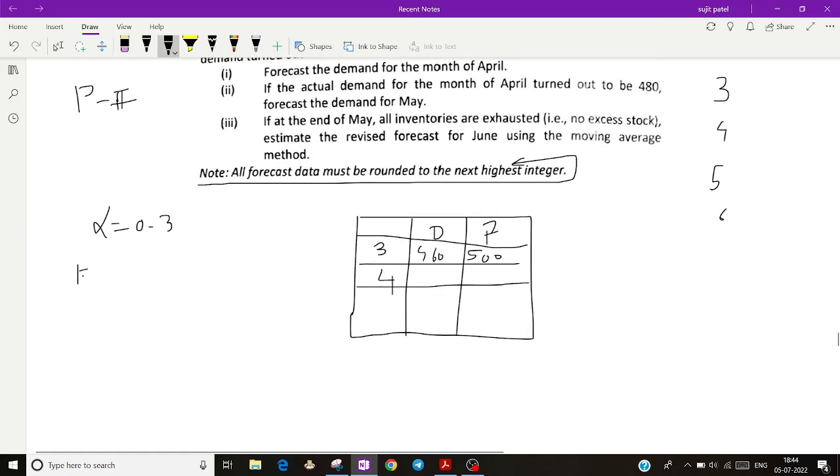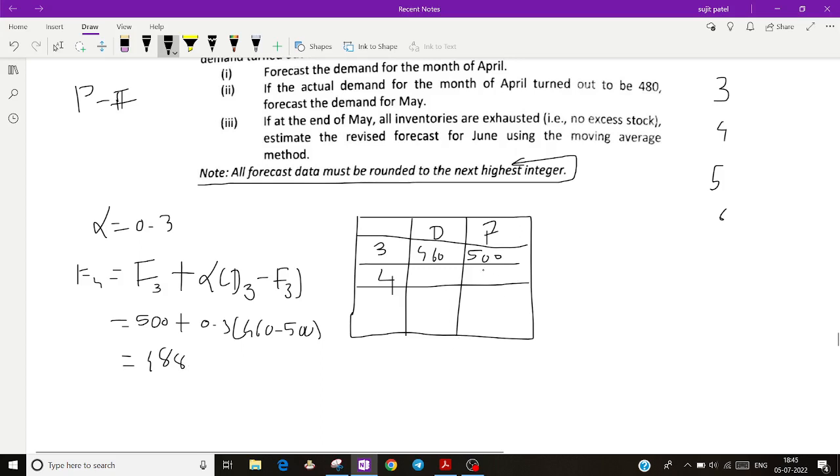So the forecast for April month is given by the simple exponential smoothing method: forecast for the third month plus alpha times demand of the third month minus forecast of the third month. For the March month, the forecast is 500 plus alpha 0.3 times demand 460 minus 500. When you solve this, you will get the forecast of the month of April, that is 488. So put here the first answer: 488.